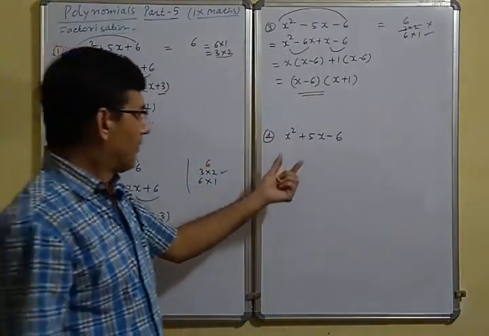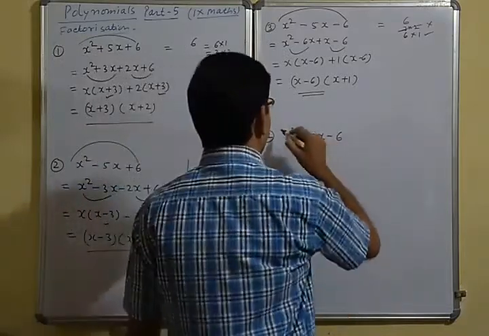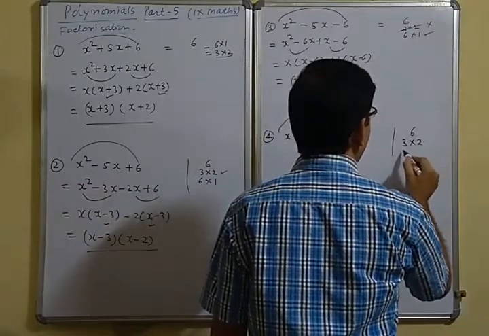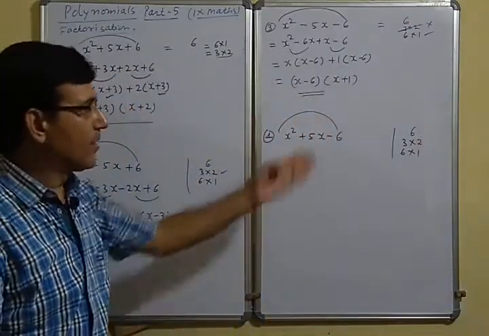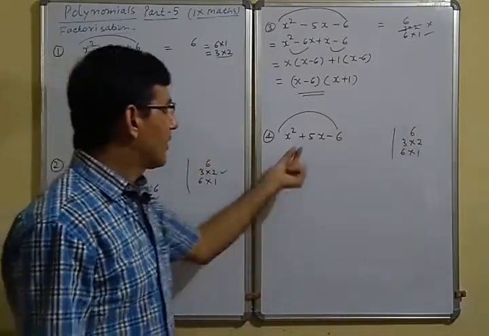Now take another example, x square plus 5x minus 6. Here once again a into c is 6. So the factors are 3 into 2 and 6 into 1. Now which do we have to consider? 3 into 2 is 6 and 6 into 1 is again 6. So now which factors do we take? Here it is plus.